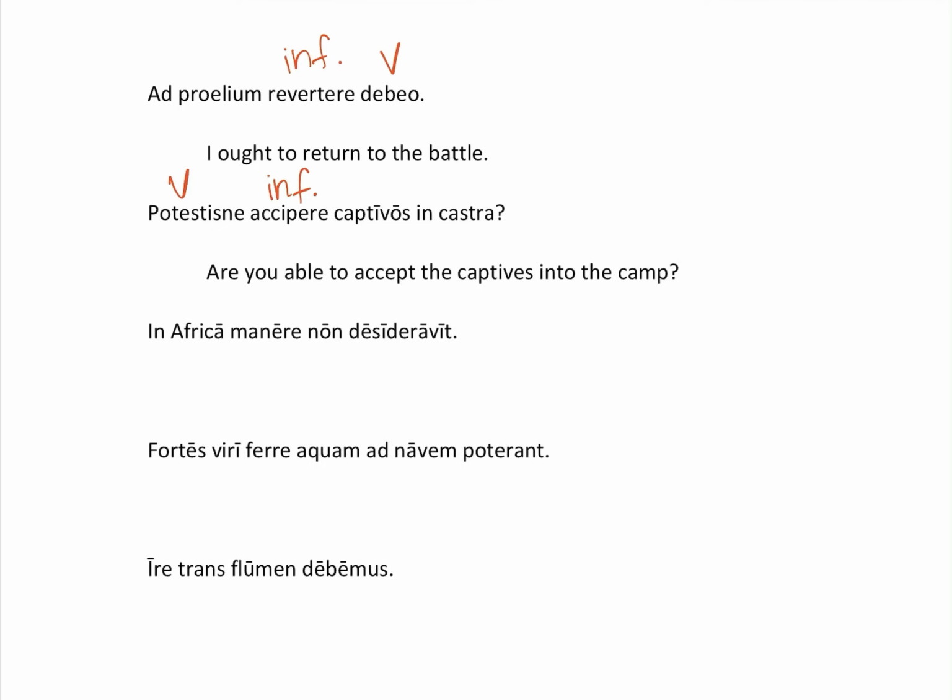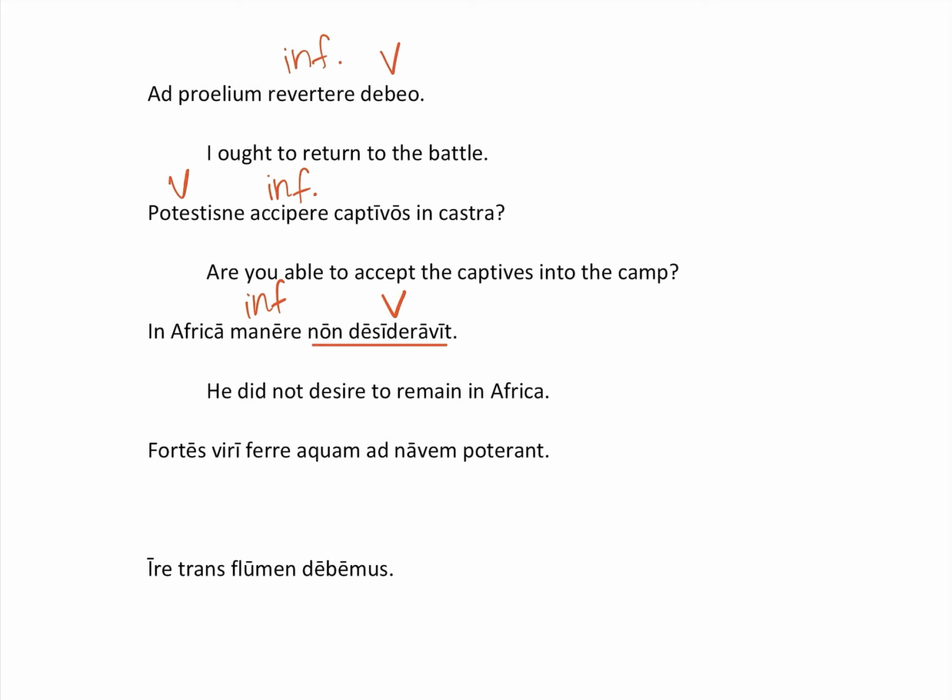Look at the next one. In Africa manere non desideravit. So where is our verb? At the very end, where it should be. He did not desire to what? Here's our infinitive. So it gets translated right after the verb even though it comes before. He did not desire to remain in Africa.